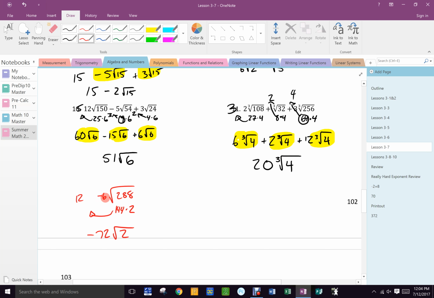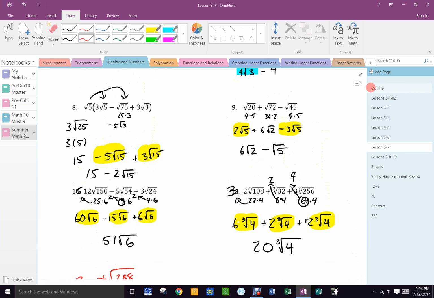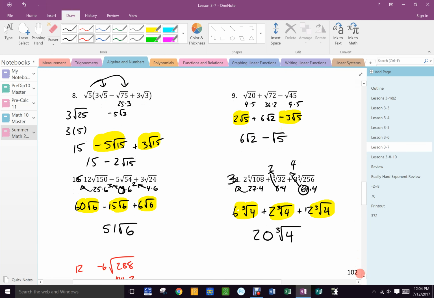Okay, guys. Eyes up, please. Make sure you have done 8, 9, and 10 correctly, and 11. The answers are highlighted in blue. The reason those are highlighted in yellow is to show you that they are like terms, so you can work with them.